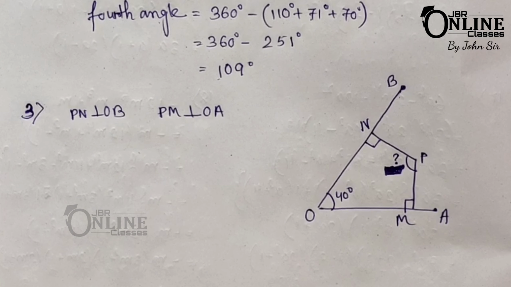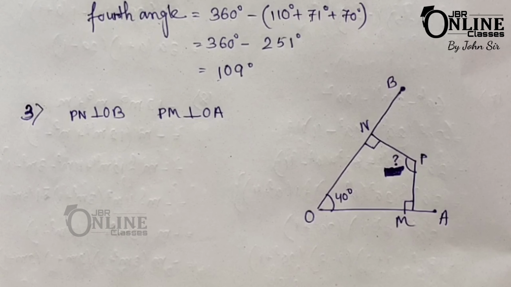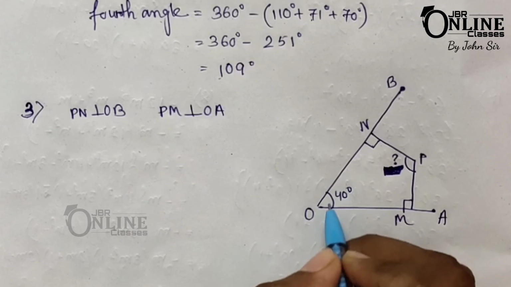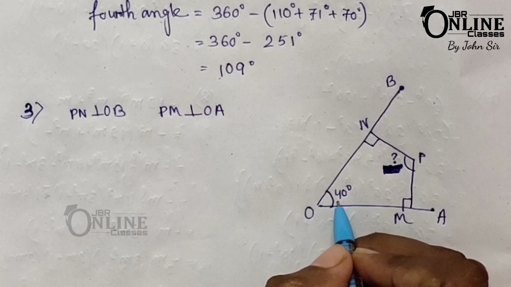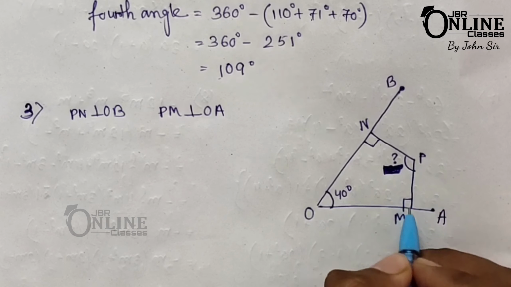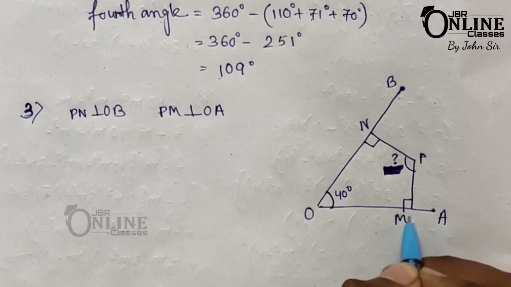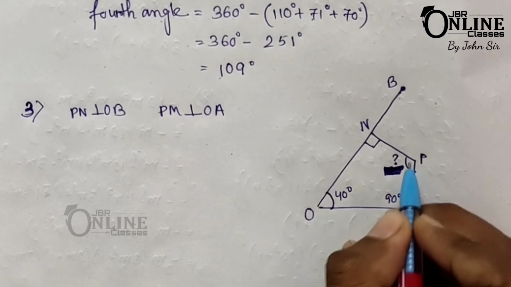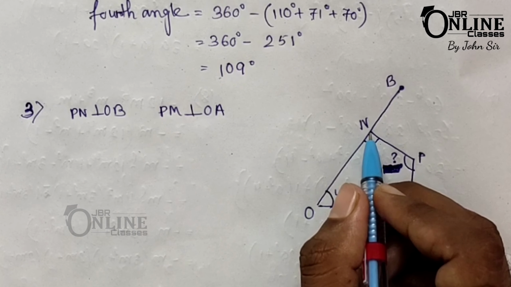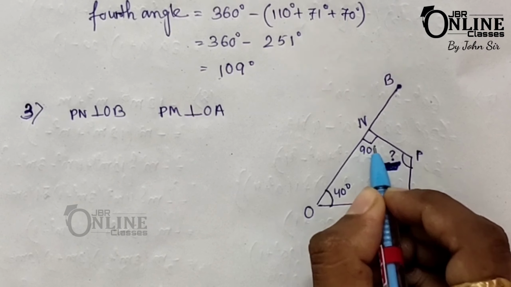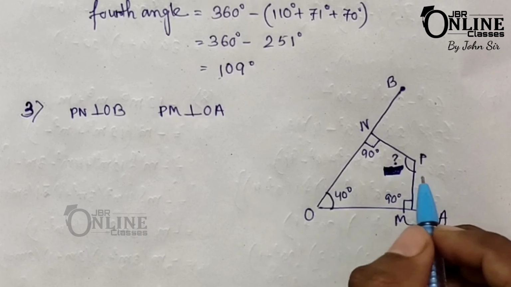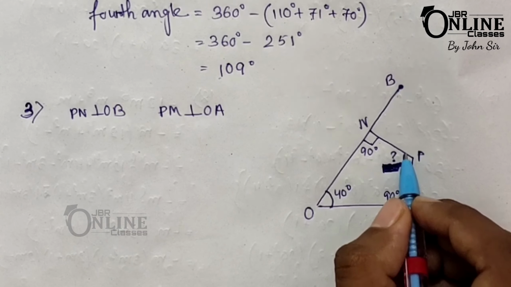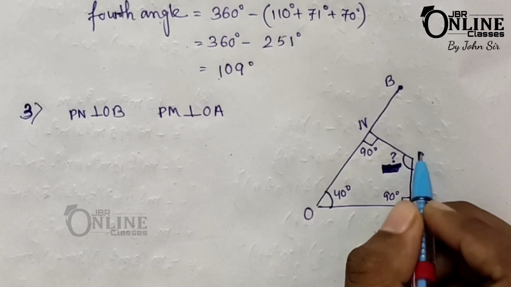Okay, now sum number 3. In the adjoining figure, P is a point in the interior of angle AOB, and angle AOB equals 40 degrees, it's given. Now PM is perpendicular to OA, that means this angle equals 90 degrees, and PN is also perpendicular to OB, that means this angle also equals 90 degrees. You have to find the value of angle MPN.